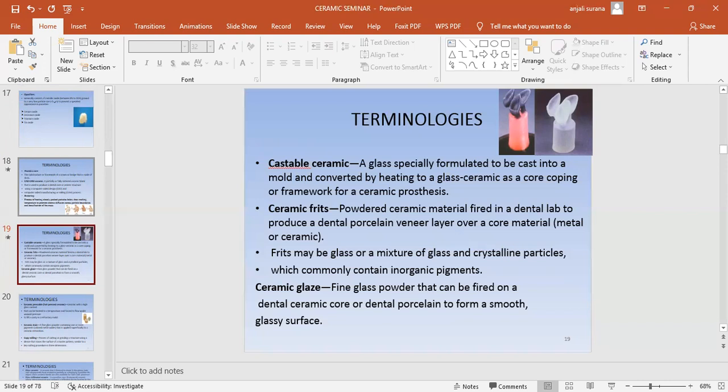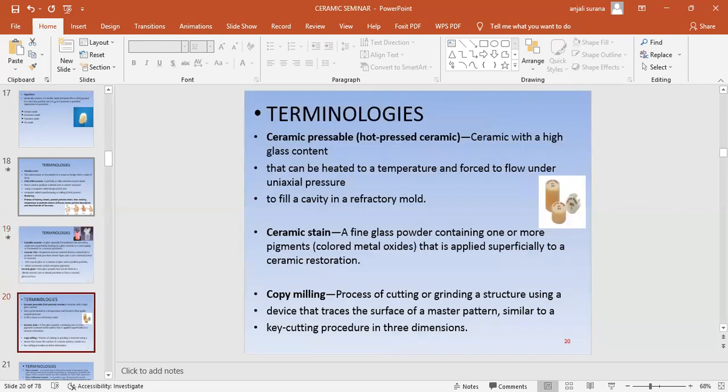Then ceramic glaze, fine glass particles or powder that can be fired on a dental ceramic core or dental porcelain to form a smooth glassy surface. That is ceramic glaze. Now coming to ceramic pressable. Ceramic with a high glass content that can be heated to a temperature and forced to flow under uniaxial pressure to fill a cavity in refractory mold. So that is ceramic pressable.